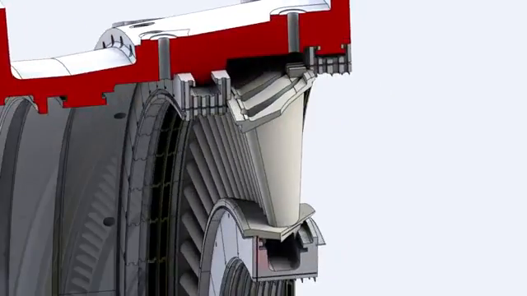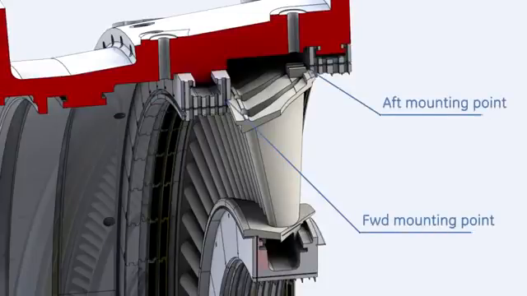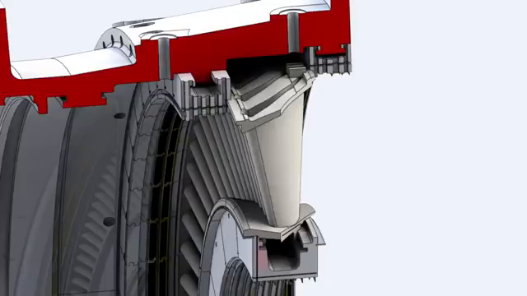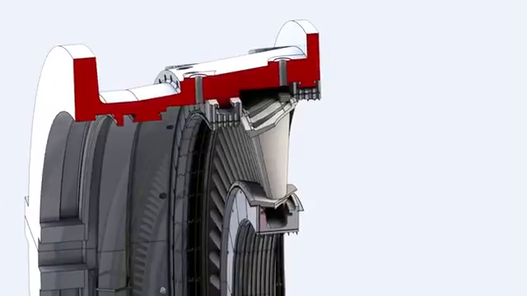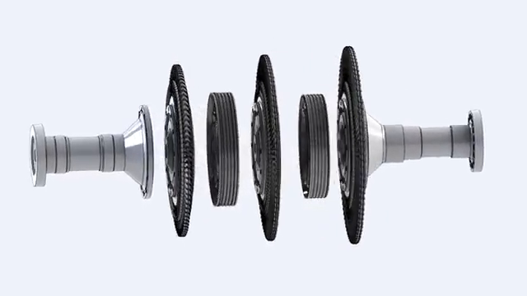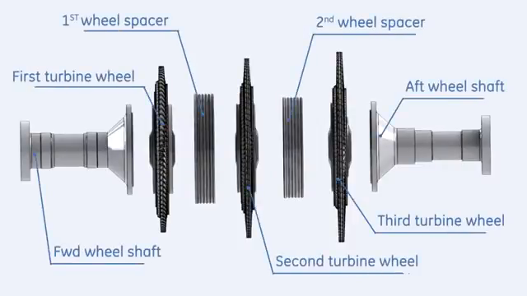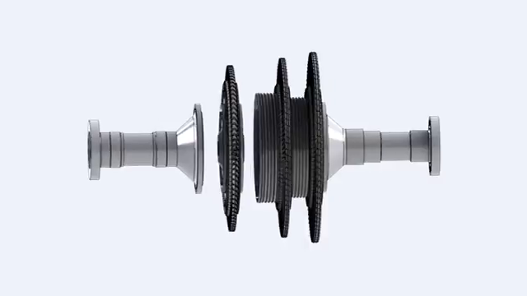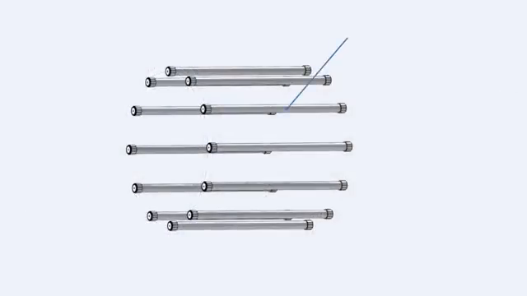These segments are installed to the stator in the same manner as the second stage nozzle. The third stage nozzle is supported by the second and third stage shrouds. The nozzle segments are held on the circumferential position by radial pins from the turbine shell into axial slots on the nozzle outer sidewalls. The turbine rotor consists of the forward wheel shaft, first, second, and third stage turbine wheels, 2 turbine wheel spacers, and the aft wheel shaft. All parts are assembled together by 12 studs.